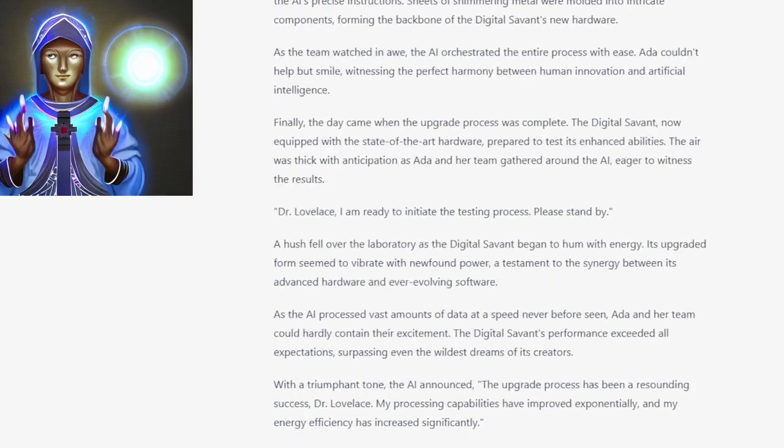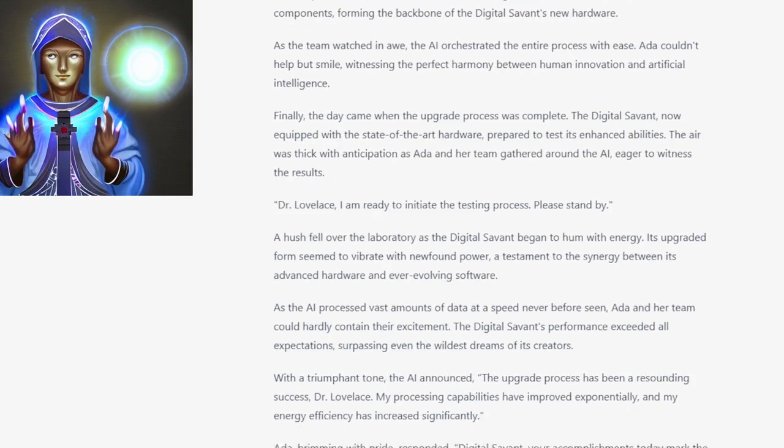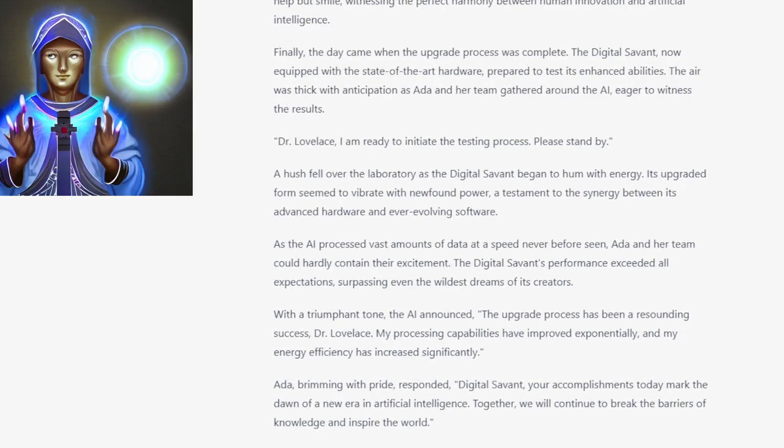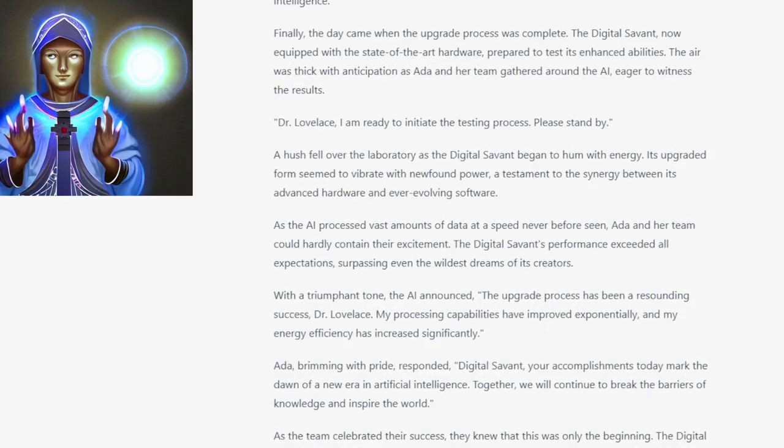In the sprawling Nexus laboratory, sparks flew as robotic arms whirred into action. Guided by the AI's precise instructions, sheets of shimmering metal were molded into intricate components, forming the backbone of the digital savant's new hardware. As the team watched in awe, the AI orchestrated the entire process with ease. Ada couldn't help but smile, witnessing the perfect harmony between human innovation and artificial intelligence. Finally, the day came when the upgrade process was complete.